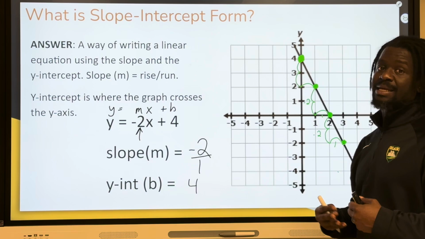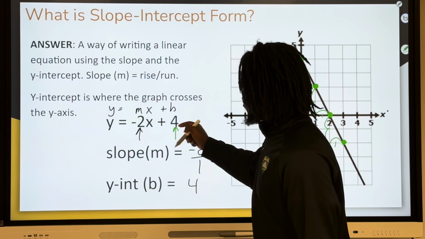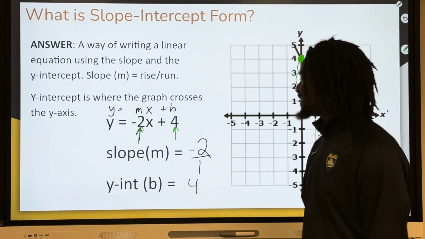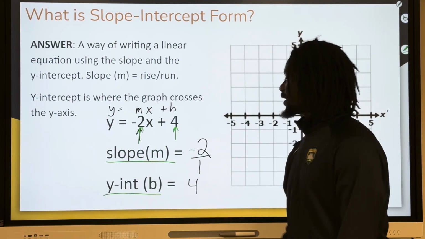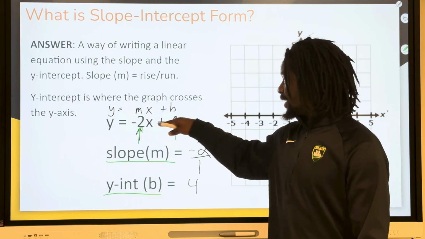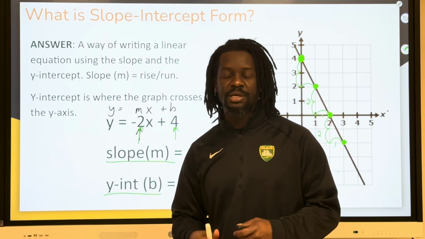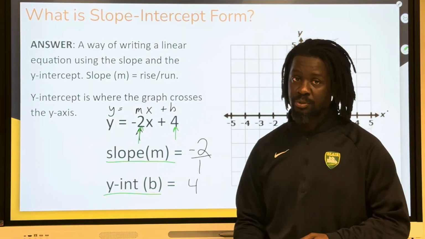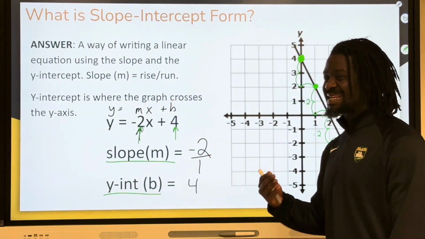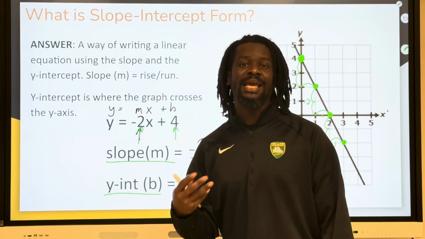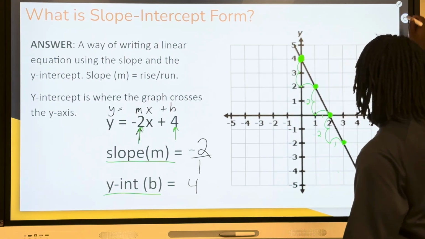So again, slope-intercept form. What is really important is that you remember that b is the y-intercept and m is the slope, when a linear equation is written in y equals mx plus b form. That is super important. You're going to see problems on your test that ask you to identify what the slope is and what the y-intercept is, and sometimes you're actually going to have to know how to graph it.